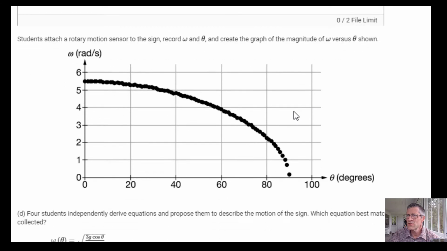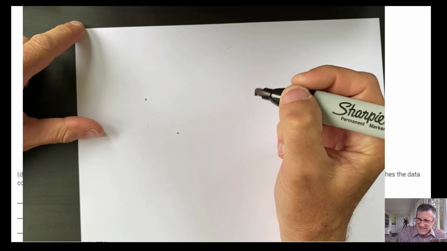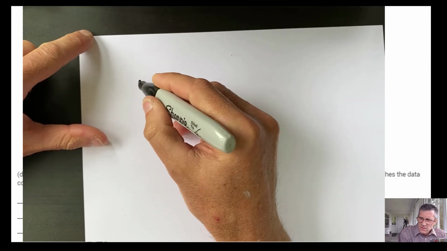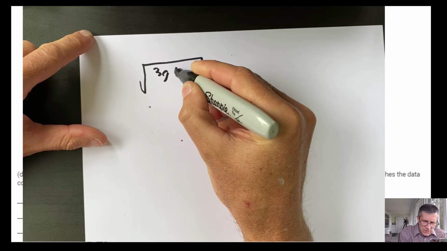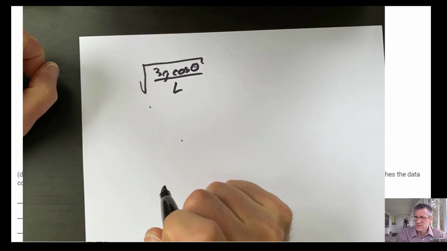Next question says students attach a rotary motion sensor to the sign, and they record omega, and they create a graph of this. Well, one way I can get there is try to work out units. Right? So I need my units to end up as 1/seconds for omega. So let's see if this works out. So I want to take the first one. They're telling me this is root 3g cosine theta over L.